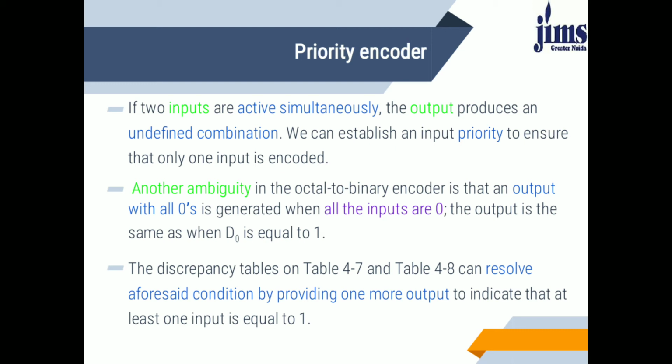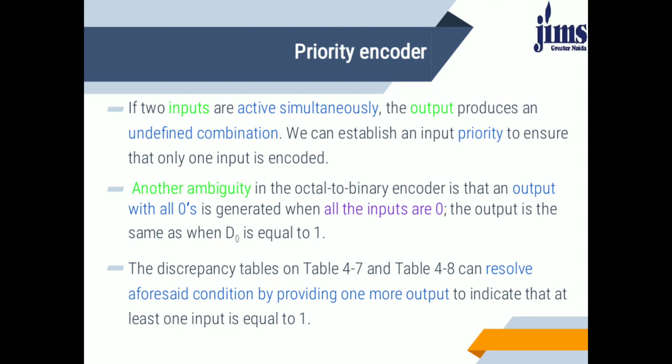Another ambiguity in the octal to binary encoder is that an output with all zeros is generated when all the inputs are 0. So the output is same as when D0 is equal to 1. This is also an ambiguity. So we need to give the priority, which one is correct, which one is not.